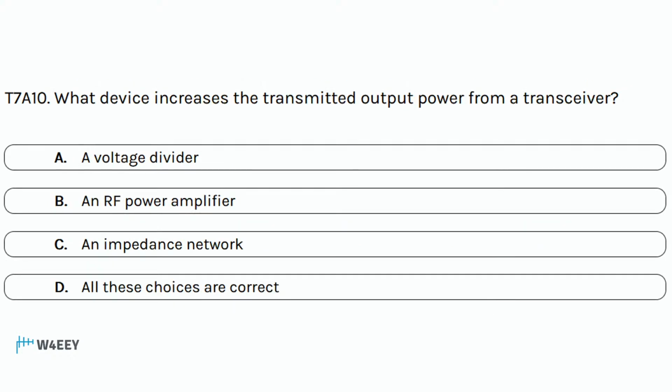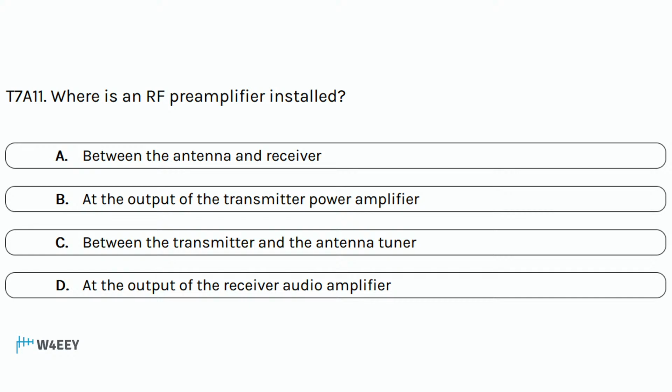And what device increases the transmitted output power from a transceiver? Bravo. Yes, an RF power amplifier, typically called also a linear amplifier. And where is, now get this, where is an RF preamplifier installed?